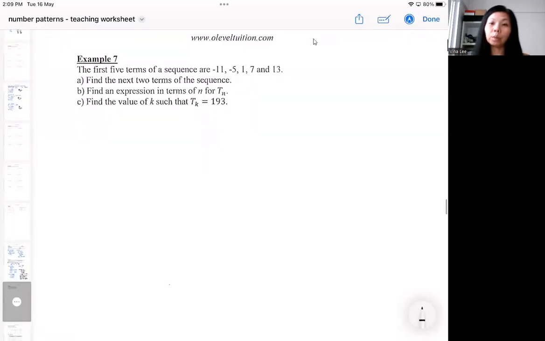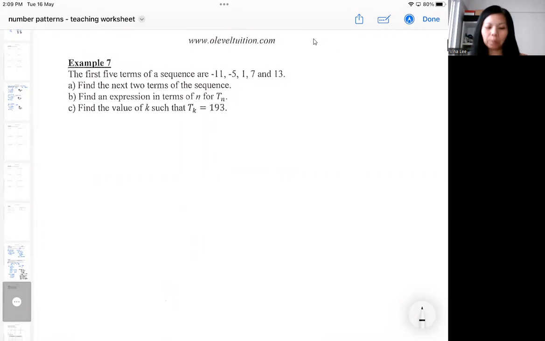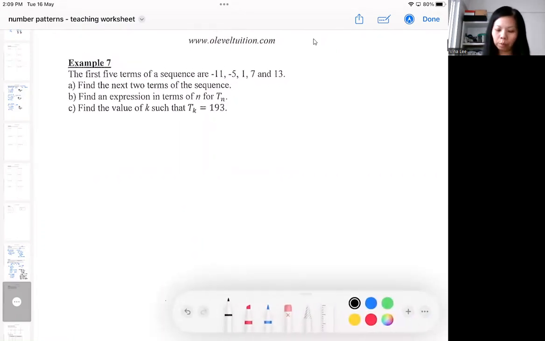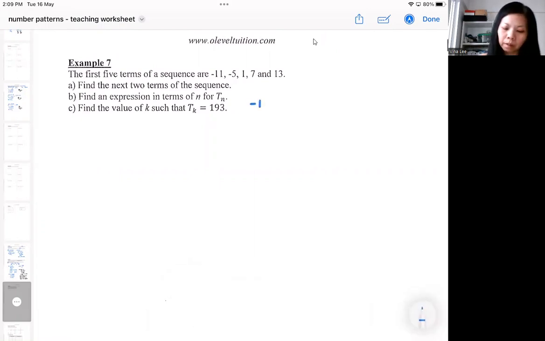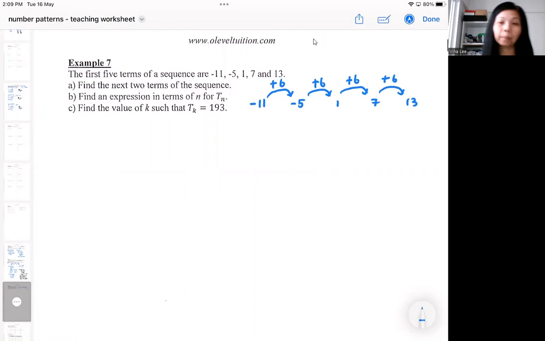So, another two examples that I'm going to show you: how will you be asked for a number pattern question? If you look at example 7, observe the numbers. The first thing we check will always be, is there a common difference? So you observe the pattern, you realize that it's a common difference. So the next two terms are quite easy.